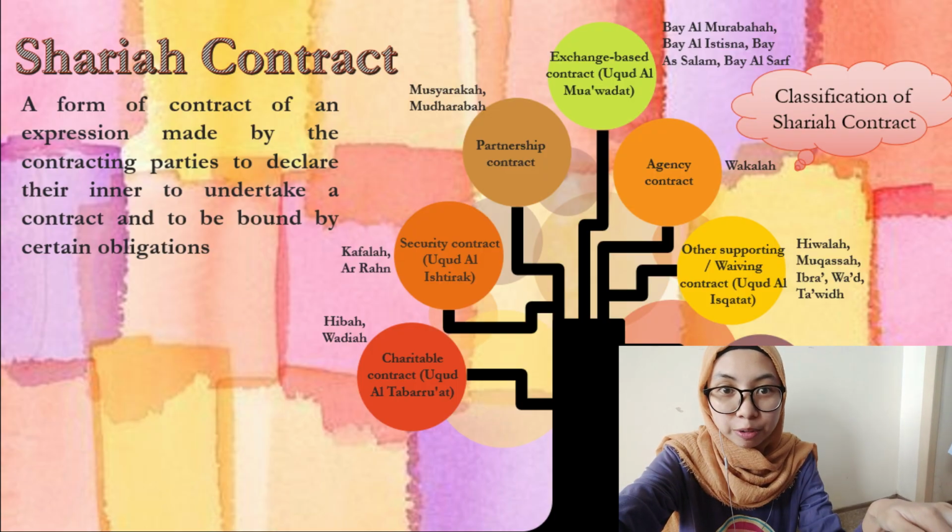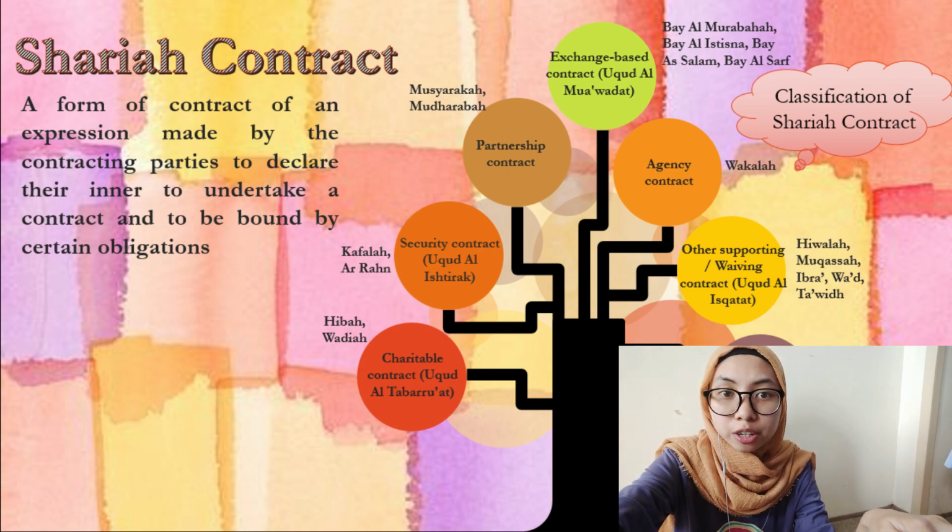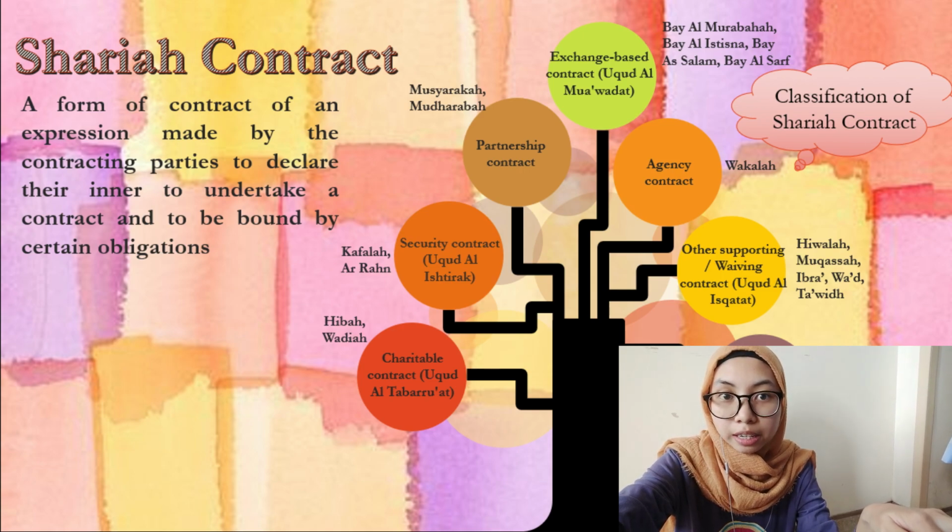In this session, we will talk about the Sharia contract. In the markets, the Islamic institution will offer various types of instruments to be given to the customers. It depends on the type of Sharia contract that the customer wants to enter and to be bound. Sharia contract is a form of contract and an expression made by the contracting parties to declare their intent to undertake a contract and to be bound by certain obligation.